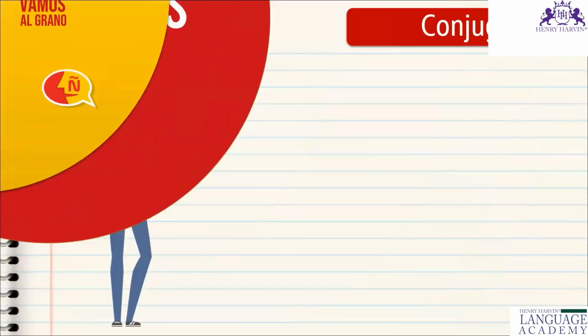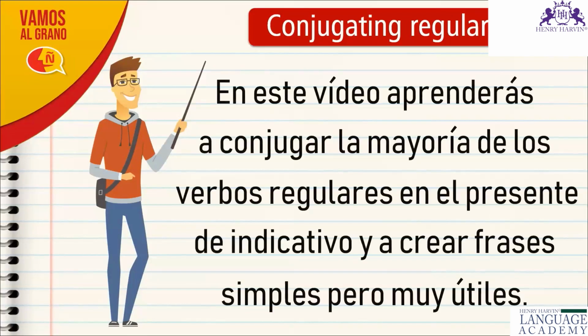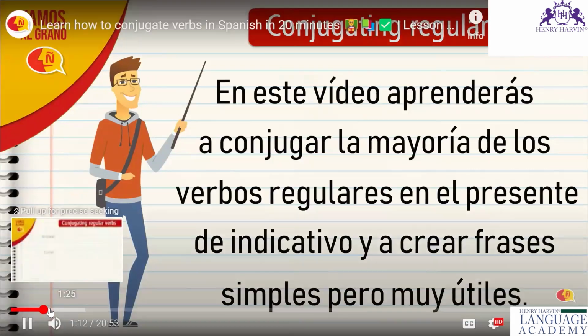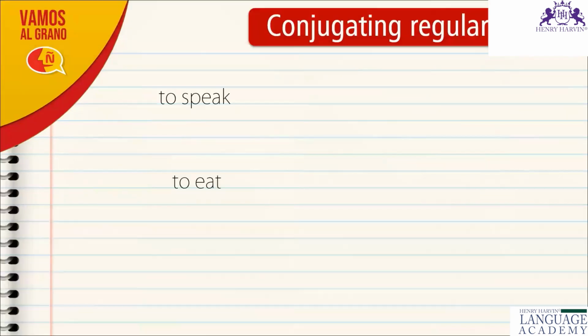This video is mainly oriented to beginners, to students that are just starting to learn the language. I am sure you are going to find it very useful because in this video you are going to learn how to conjugate regular verbs in the present tense, and also how to create simple but very useful phrases in Spanish. So I advise you to stay until the end, because in the last part of this video I will give you some useful examples with the verb to speak, the verb to eat, and the verb to live.